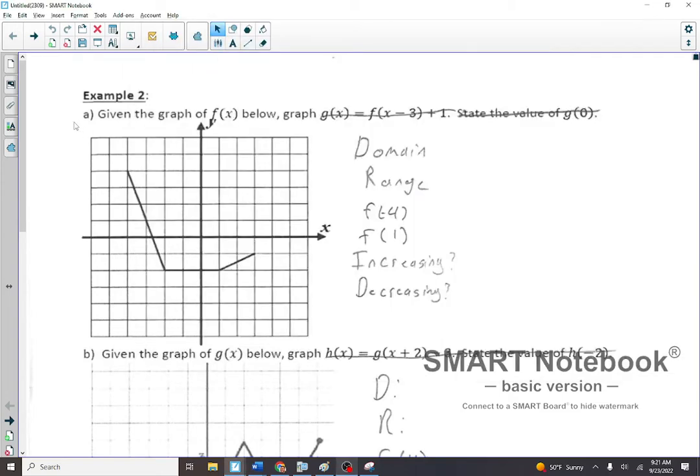All right. So I'm using the packet here, and we're going to go through all the answers. If I don't finish now, I'll finish it later. So here we're going to talk about the domain and range of this graph.